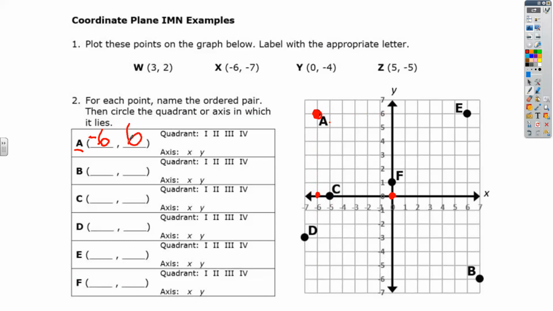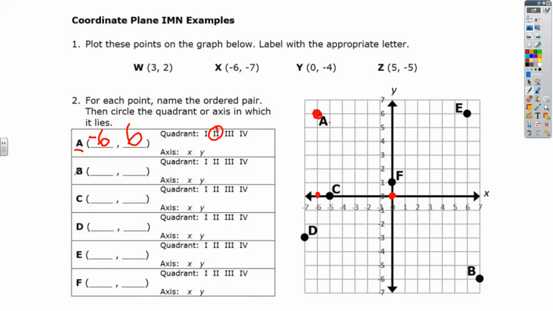Awesome. Now, what quadrant is this in? Remember, if I were to draw my big C, where did I start? I started in 1, 2, 3, and then 4. Which one is that one in? Correct. It is in number 2. So I'm going to go ahead and circle that. Is A on one of the axes? Is it on the x or y axis? No. So we're going to go ahead and leave that right there.